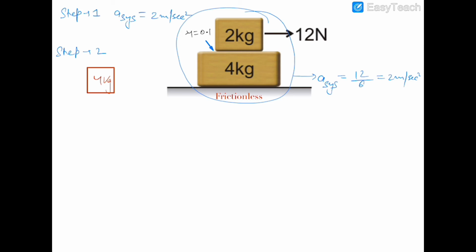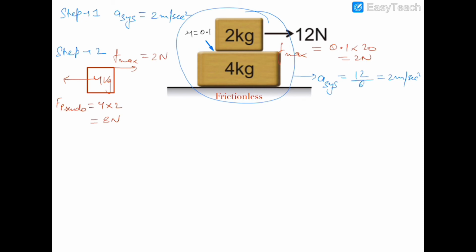So there will be a pseudo force acting on the 4 kg in backward direction, F pseudo, and it would be equal to MA, 4 into 2. So this is 8 newtons. And to prevent this sliding, because pseudo force is tending to slide the 4 kg, a friction will be acting in forward direction, whose maximum possible value F max is equal to 0.1 into 20, which is 2 newton. So F max is 2 newton.